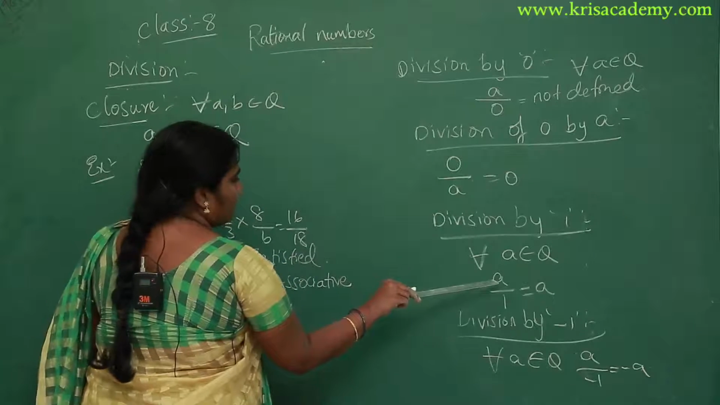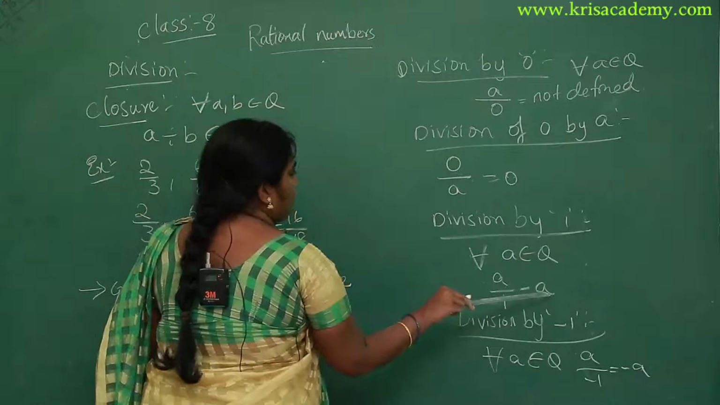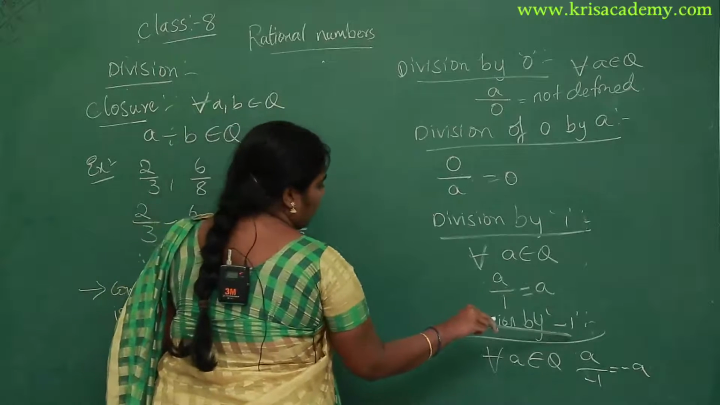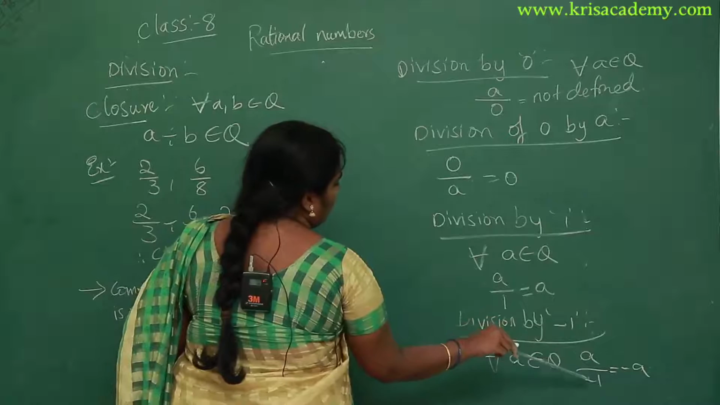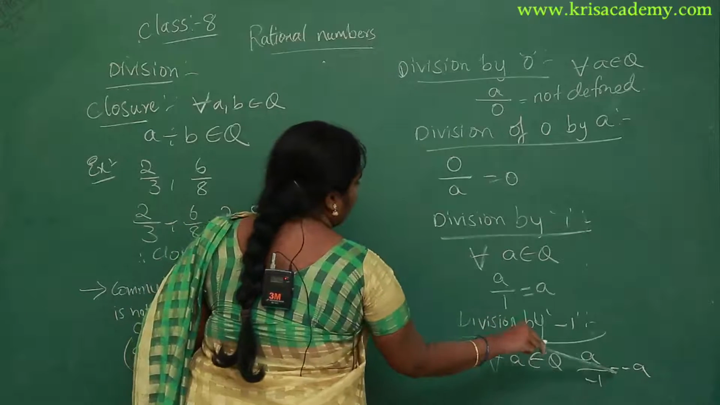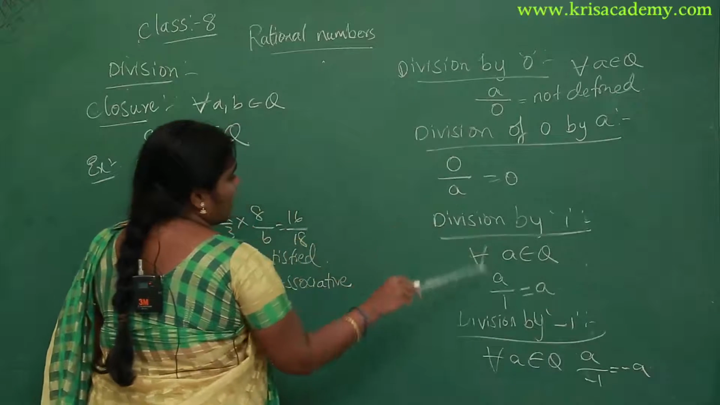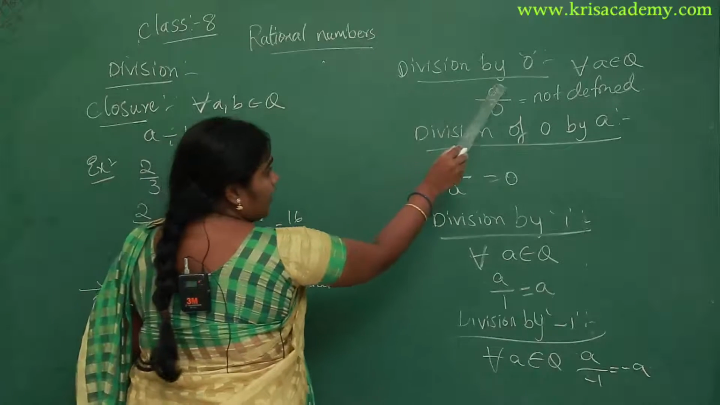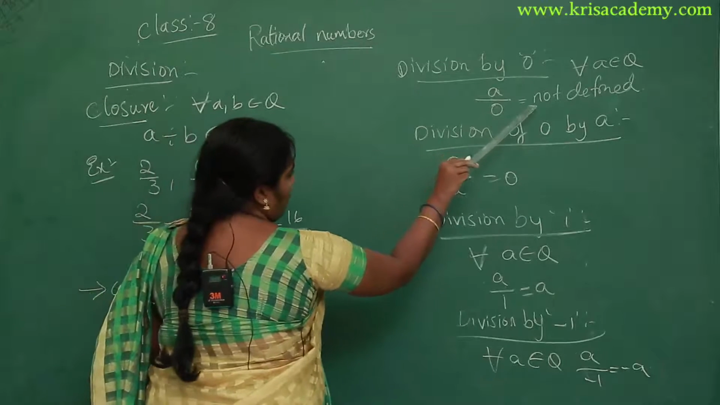Any rational number if you divide by 1 will get the same rational number. Division by minus 1. For all A belongs to Q, any rational number divided by minus 1 will give you minus A. So these are the 4 division rules. Once again, division by 0. Any rational number divided by 0 is not defined.